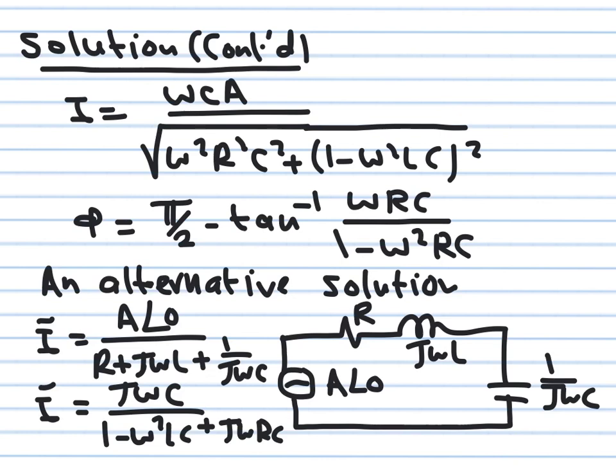So we were able to obtain I by taking the modulus of both sides. We were able to obtain phi by taking the angle of both sides. We could have got the same result. I'm jumping ahead a little bit right now.